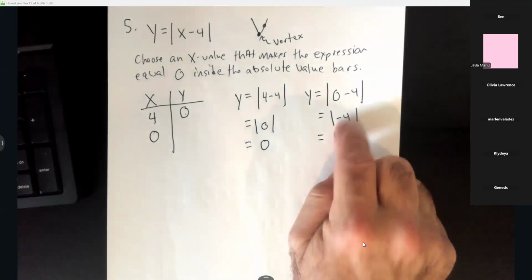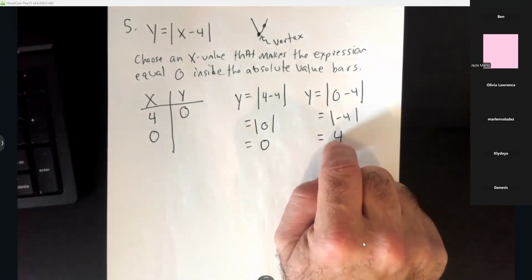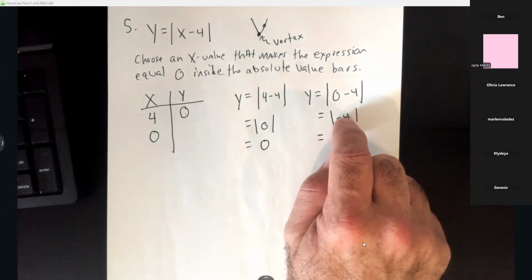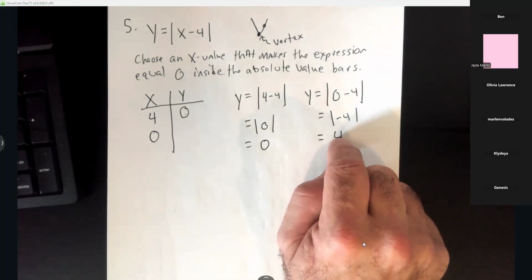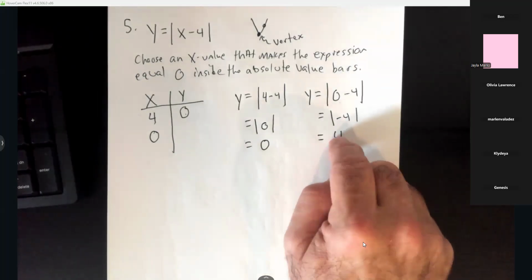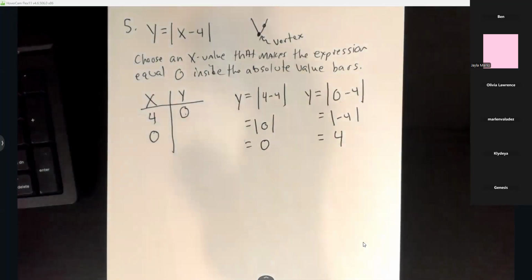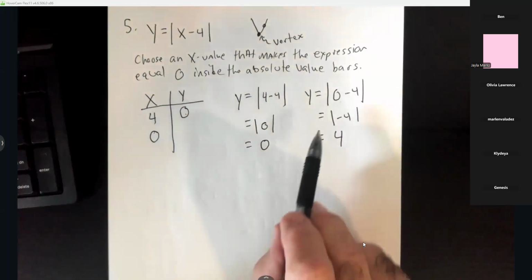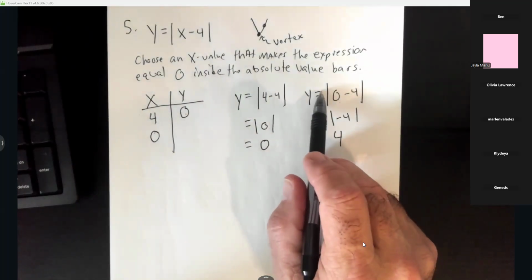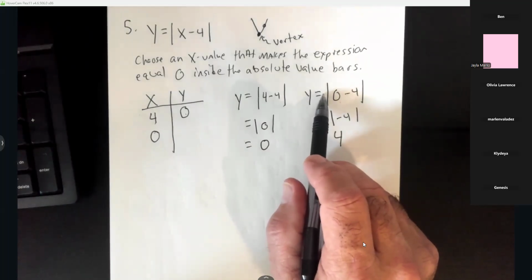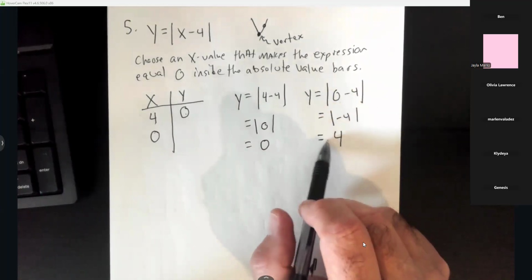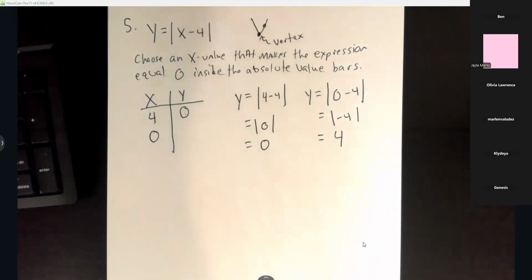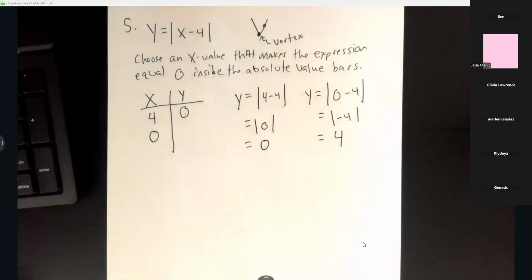The absolute value of any number will be positive. I don't care what sign it is inside there. If it's a positive 4, absolute value of 4 is 4. Absolute value of negative 4 is 4. Absolute value inside those bars will come out as a positive number. The only way to make these negative is if they had a negative in front of the bars. If it had a negative in front, then every answer would have been negative. But anything inside those bars comes out as a positive answer.